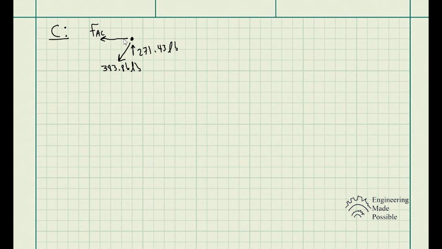So one thing I did forget to mention is if our answers F of BC or BA were negative, that just means our assumptions were wrong.